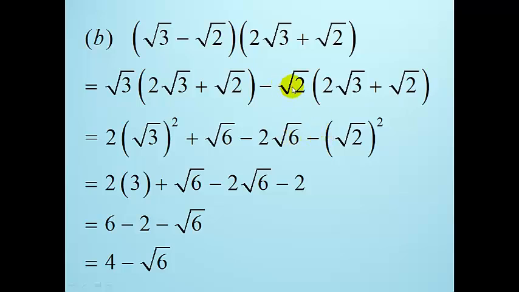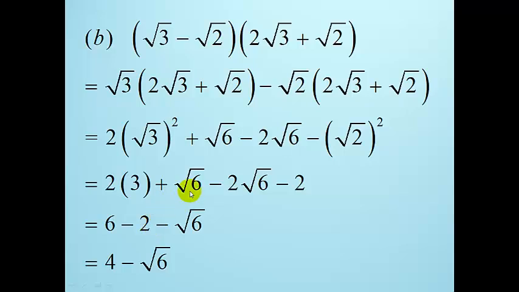Minus √2 times √2 is (√2)². Now (√3)², the square will cancel the root, so we are left with 3. That is how come we have 2 times 3 plus √6 minus 2√6 minus, now (√2)² will also give us 2, because the square cancels the square root and we are left with 2. 2 times 3 is equal to 6, minus our 2 here, so we have 6 minus 2.